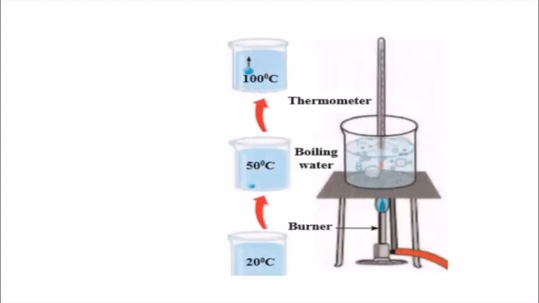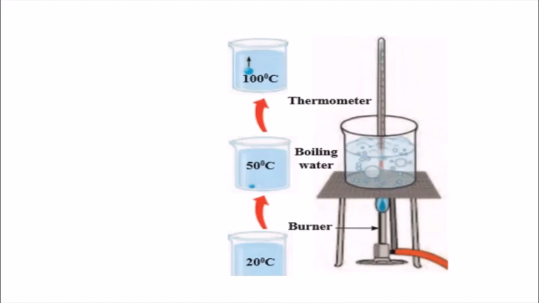When we keep water on a stove or burner, it gains heat, and the heat is gained in levels. That is, first the water gets heated to some degrees, for example 20 degrees Celsius. Then it gains more heat and reaches a temperature of 50 degrees Celsius, and so on.